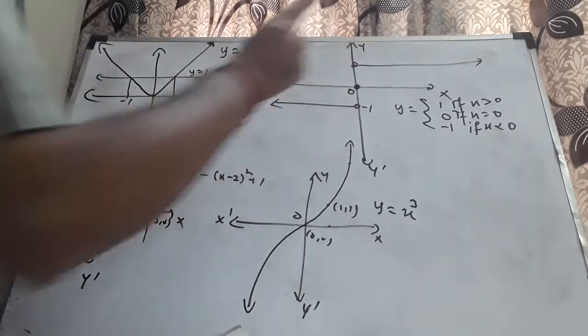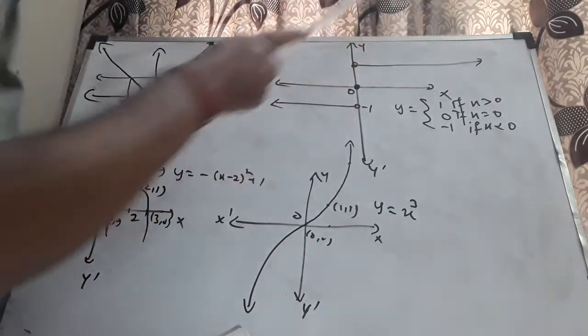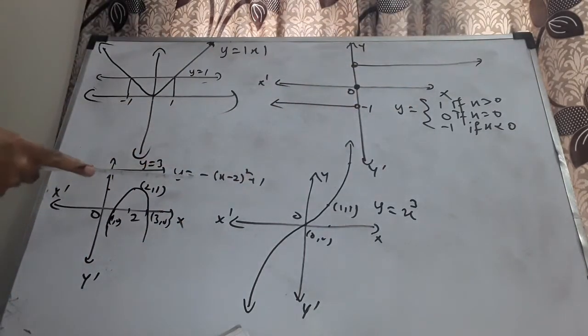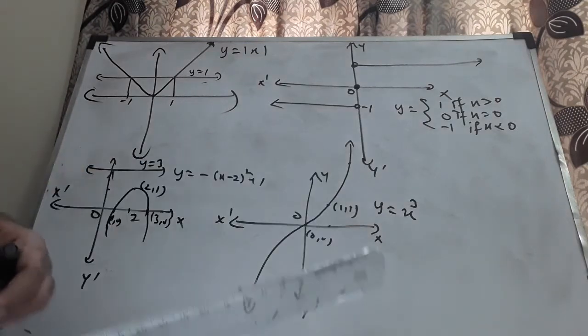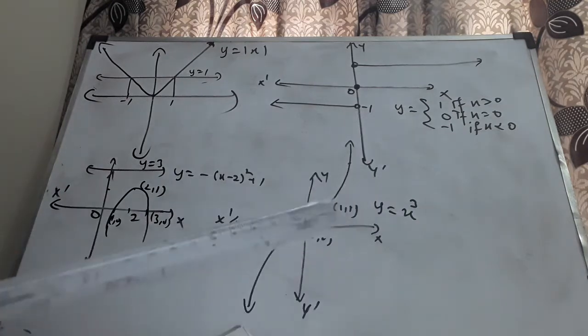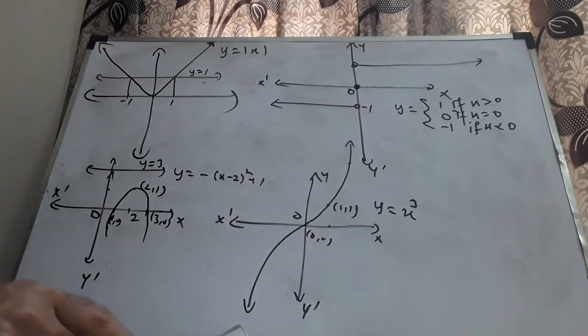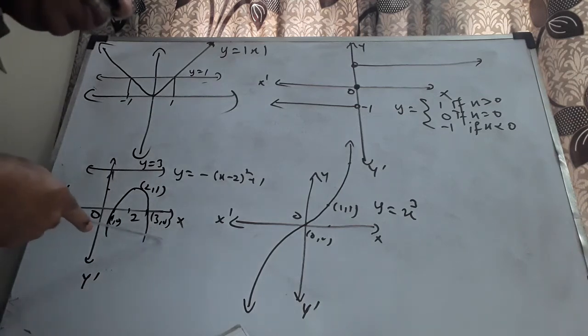Every point to the right of the origin will be considered. The horizontal line will be considered here. And this is the parabola with vertex 2, 1. The graph goes like this. It passes through 2, 1, and of course 1, 0 and 3, 0.